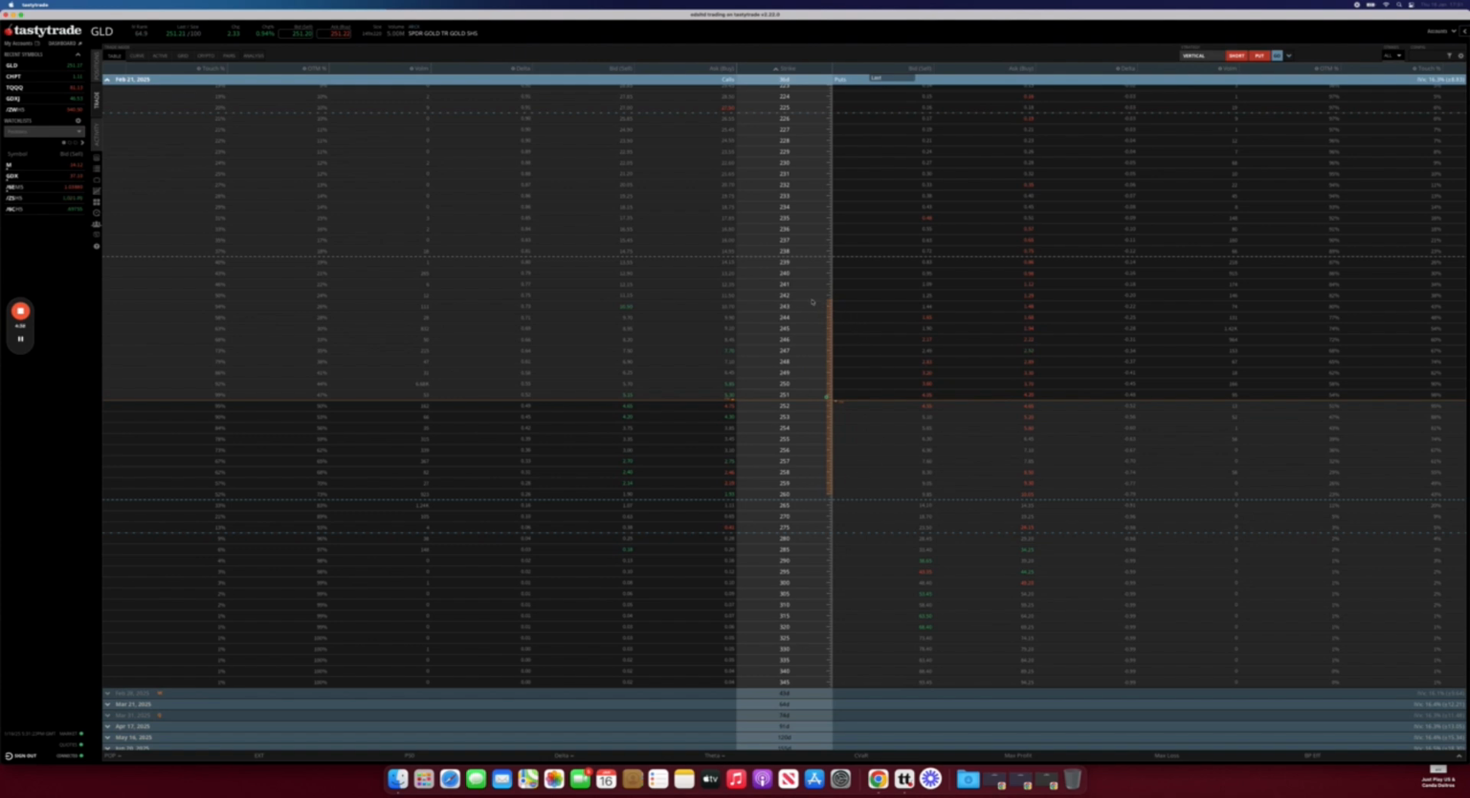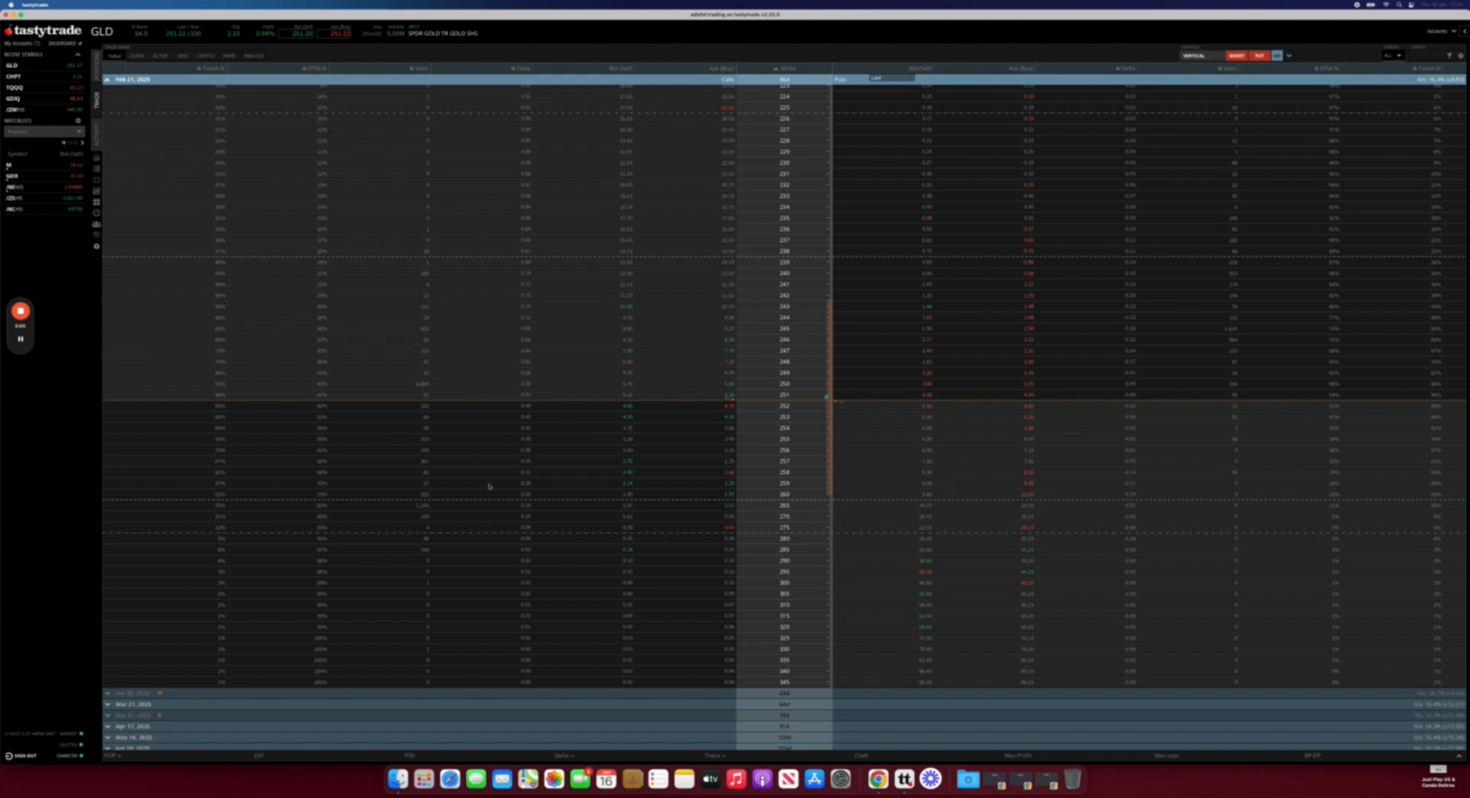contracts outside of this expected move, and the further out you go, the higher your probability of success, but also the less premium you collect. So in my opinion, a happy medium is somewhere around the one standard deviation level, and that's also going to line up typically with a delta of anywhere between 15 and 20.